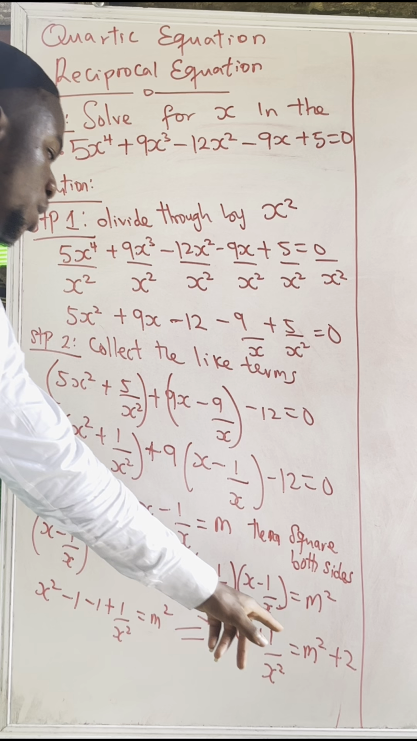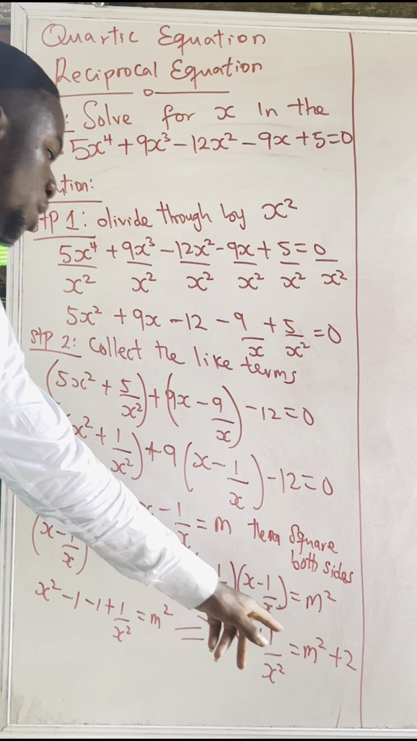So this returns to 5x squared plus this turns to 9x minus 12 minus 9 over x plus 5 over x squared equals to 0. So once we're done, it is step 2.